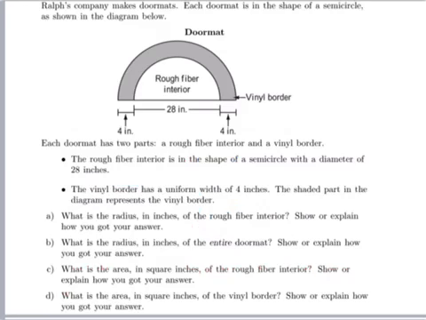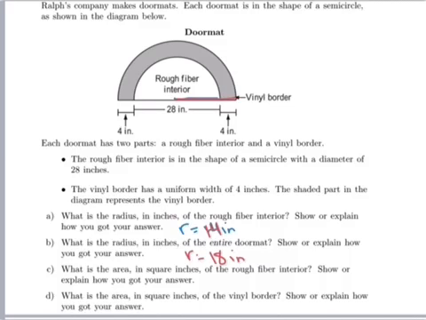For problem 11, we have multiple parts. So we're making a doormat that's in the shape of a semicircle, and we have two parts to it. We've got this interior part, and then we've got a border. So question A says, what is the radius of the rough fiber interior? So notice that they tell me that the diameter is 28 inches, so that's going to make my radius 14 inches. And then they ask for what's the radius of the entire doormat. Well, now we're looking for the distance all the way out to the edge, which is going to be 14 for the rough interior and the extra 4. So that would make my radius 18 inches.